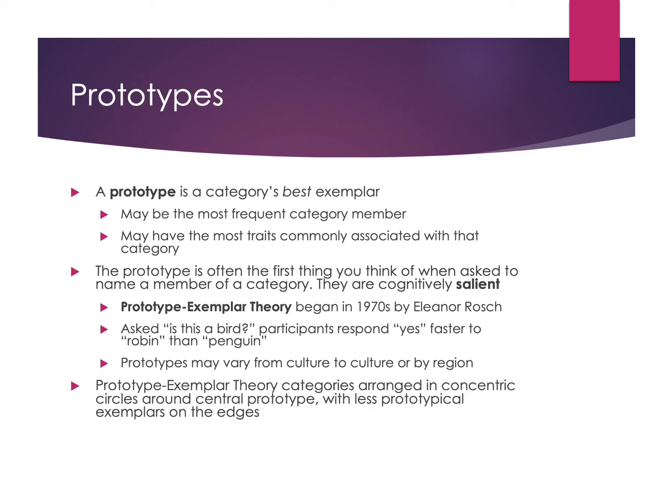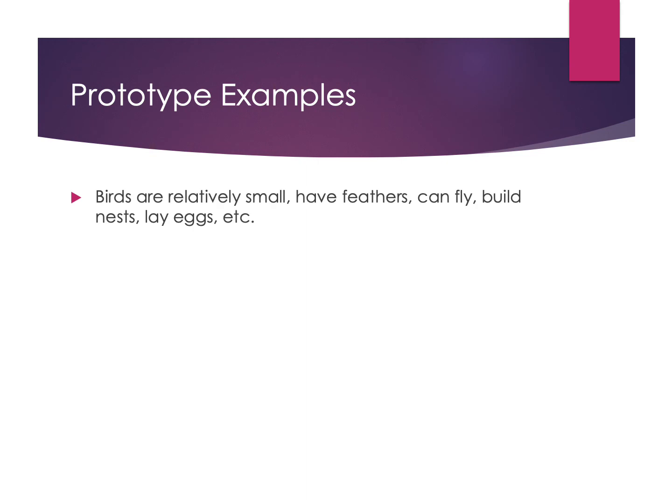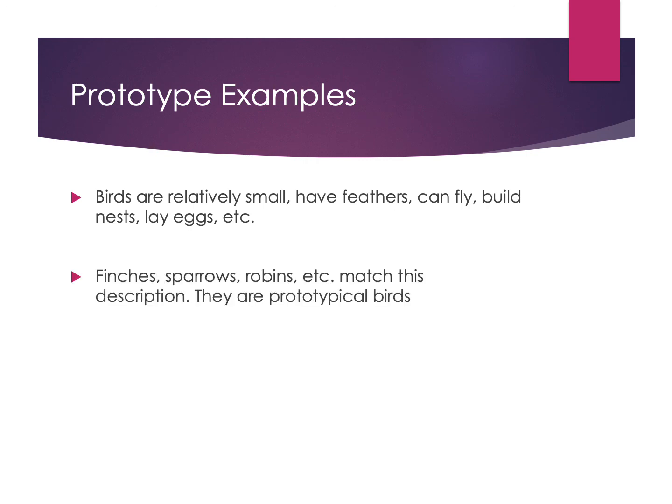So those kinds of examples, when we draw out an exemplar theory graph, we arrange them in these sort of concentric circles where the things that are more prototypical would be in the center, things that are less prototypical would be further out on the edges. So to look at an example of this, if we think about birds still, we know that they're relatively small, they have feathers, they can fly, they build nests, they lay eggs, etc., etc. So depending on where you're from, in the Northern Hemisphere and in the United States, we tend to think of smaller birds, things like finches, sparrows, robins, that match this description.